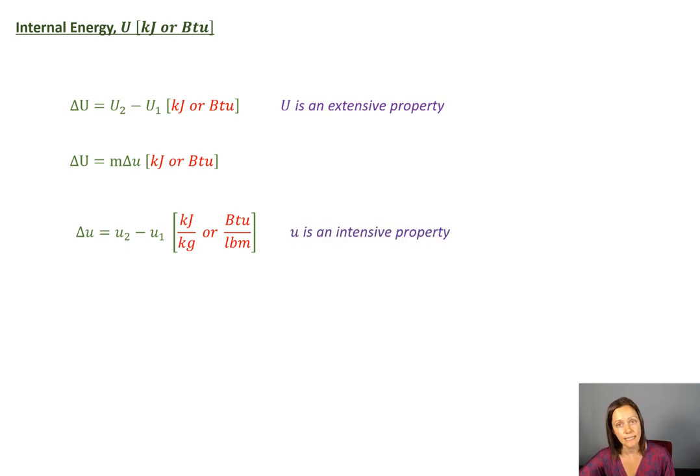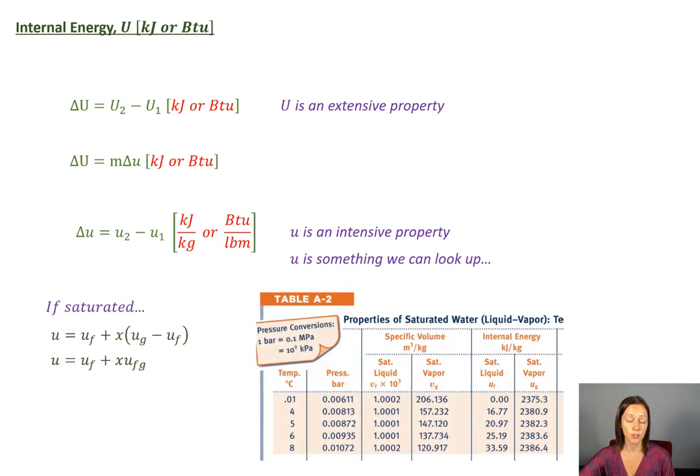And this is an intensive property, and this is something that you can look up. So you may have noticed that you've got columns for little u in your tables, and specifically in your saturated tables, if you're saturated, you've got a value for u sub f and u sub fg, or u sub f and u sub g, and you can calculate what the internal energy is of a two-phase substance in the same manner that we did for specific volume using quality.